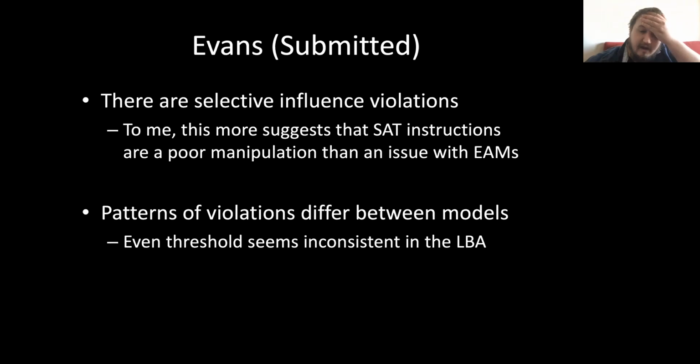But the even more key finding for me was that these patterns of violations really differ between models. In the diffusion model, you have clear threshold effects, but also a fairly clear violation in non-decision time. Whereas in the LBA, you don't have clear threshold effects, and you have a fairly clear violation in the drift rate. In some studies, it was more inconsistent in the LBA.